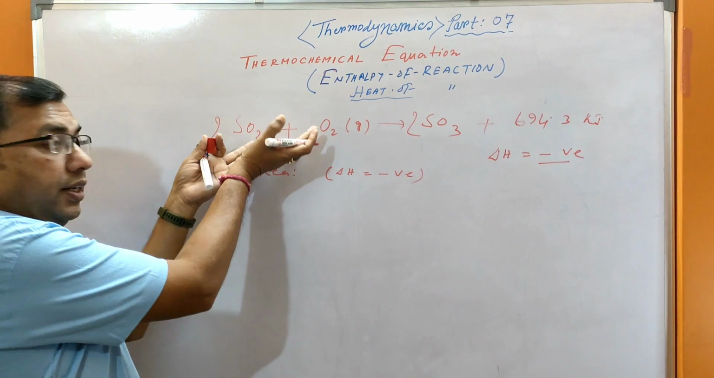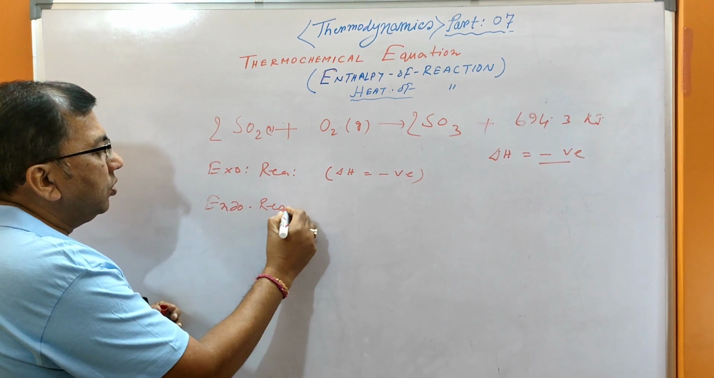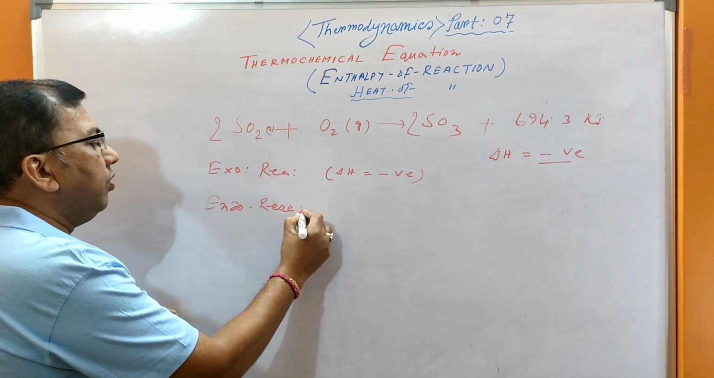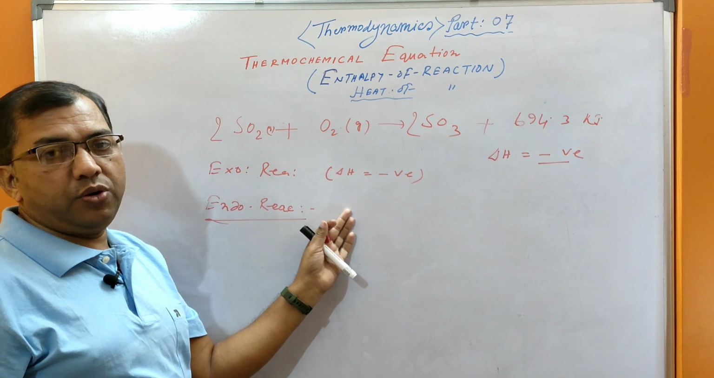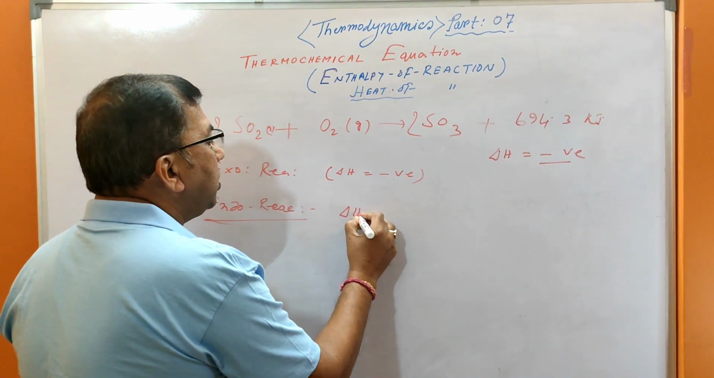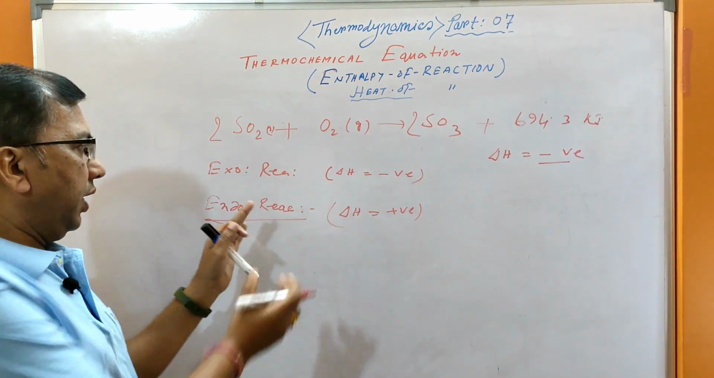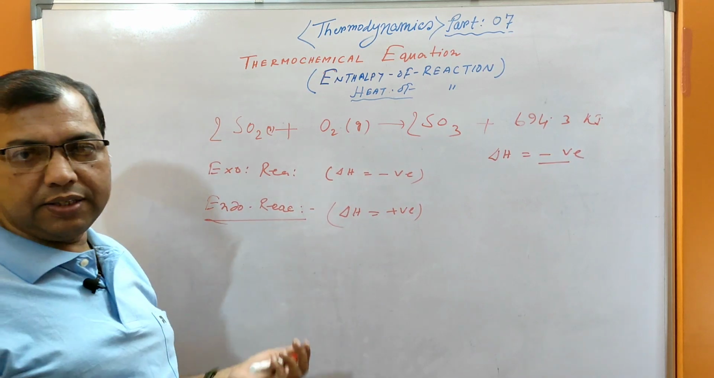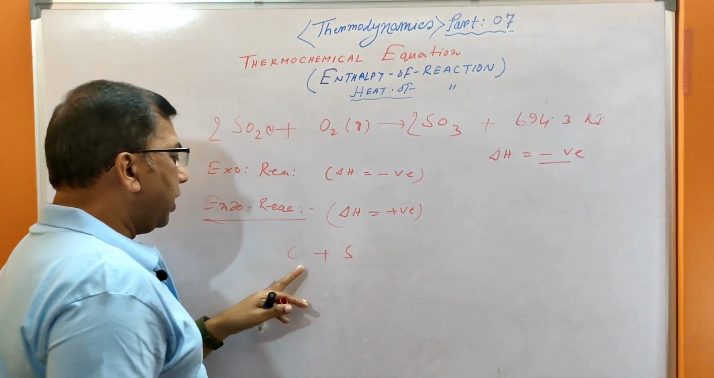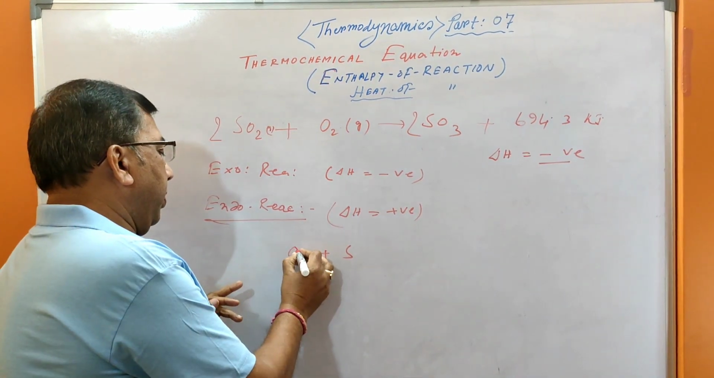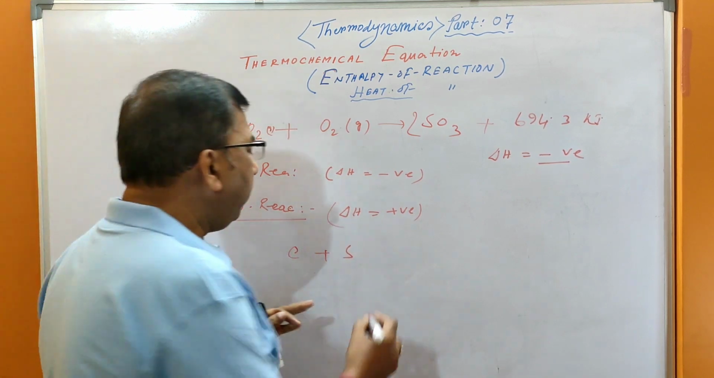It has high energy. In the case of endothermic reactions, heat will be absorbed, that is, delta H is positive. Delta H will be positive in the case of an endothermic reaction. That means here is less energy, a smaller amount of energy. For example, suppose carbon plus sulfur forms CS2. Carbon has allotropes, diamond and graphite, and this will be graphite.